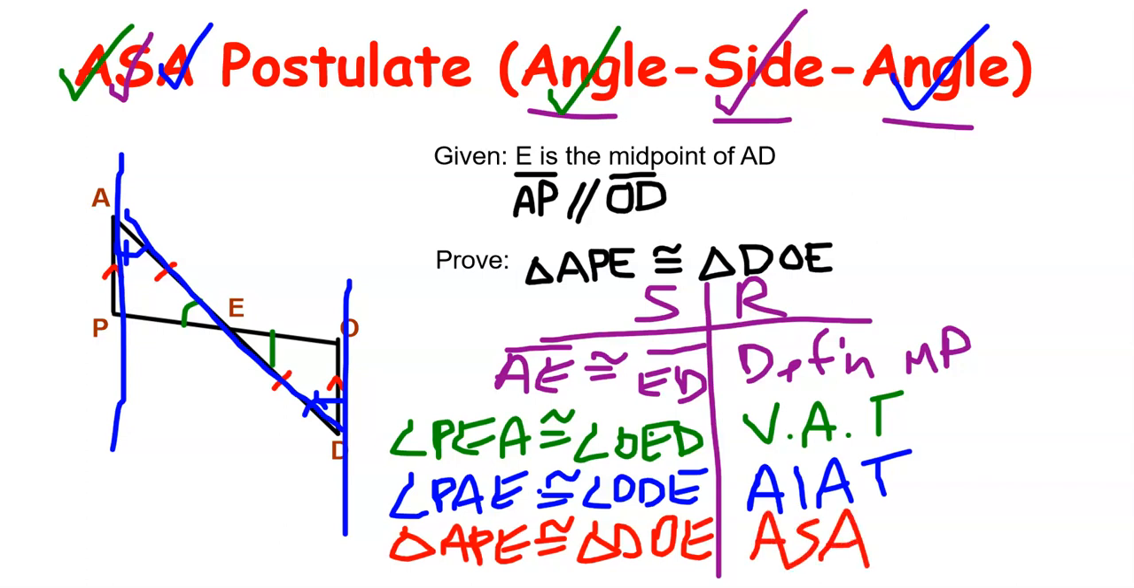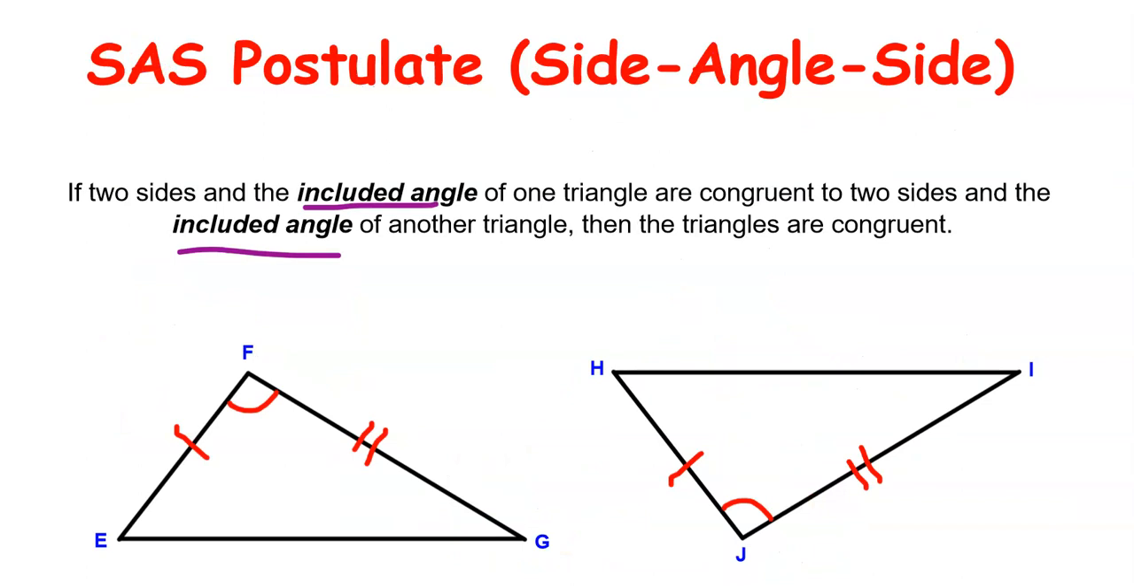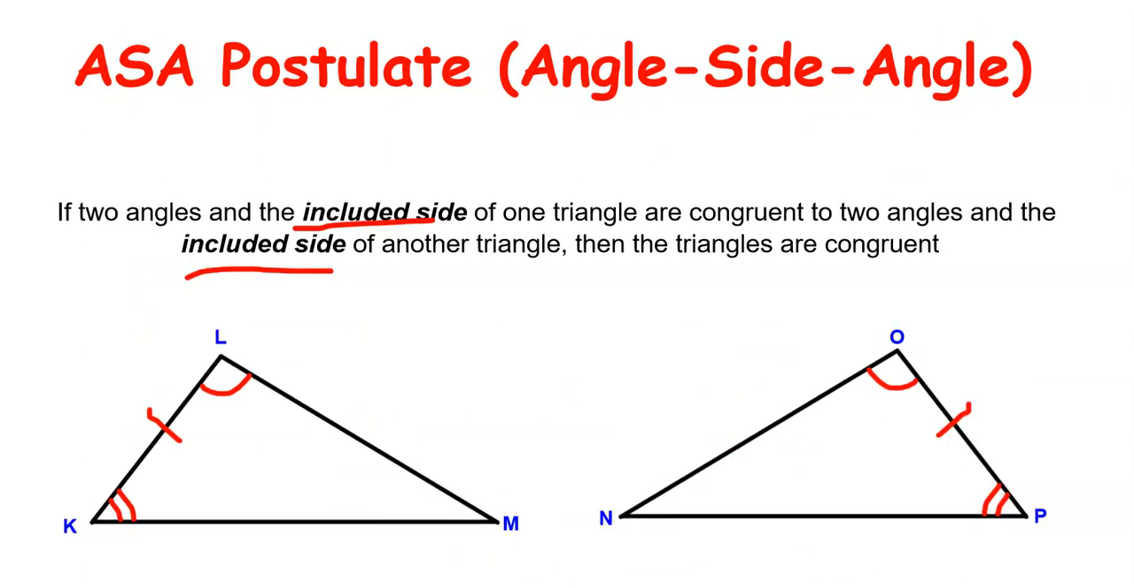So the key things to take away from the video is that there are three primary ways that we are learning now to show the triangles are congruent. There are some more, and we're going to learn them later, but the three that we learn in this video are the side-side-side postulate, the side-angle-side postulate, and the angle-side-angle postulate.